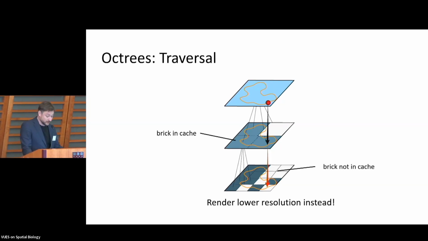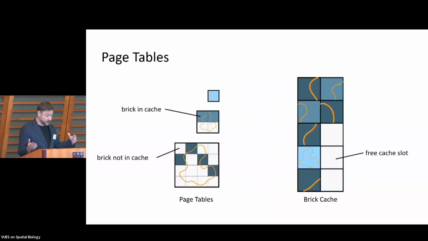The good thing about octrees is that we can substitute the high resolution data with a lower resolution as long as we don't have it loaded, for example. The downsides are that we have to store lower resolution data in cache, even if we only ever render the high resolution data, and that we have to do this traversal every time instead of accessing cached bricks directly. Page tables, on the other hand, draw their inspiration from memory virtualization, and they simply store for each brick if it's currently in cache.